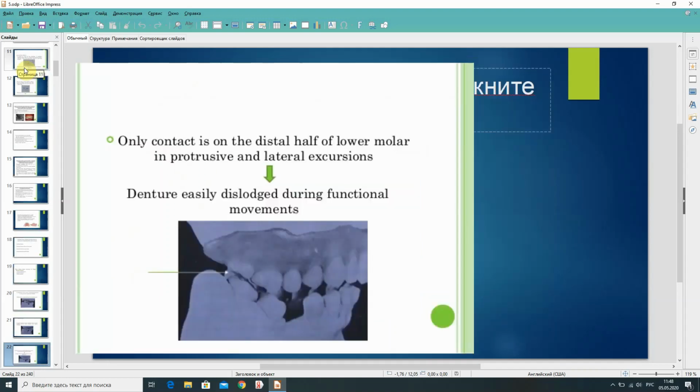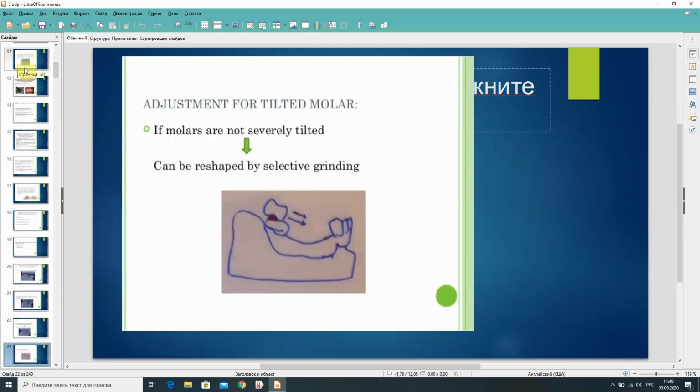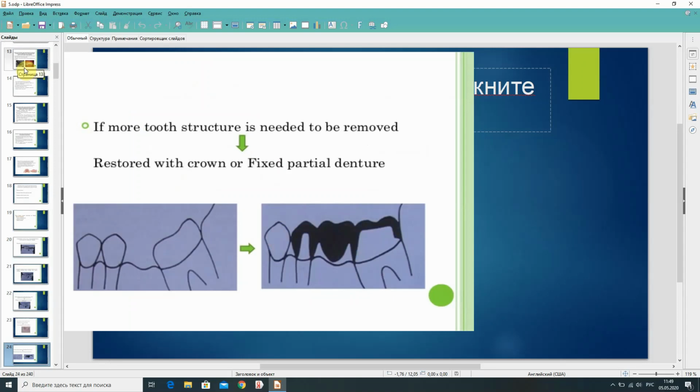Only contact is on the distal half of the lower molar in protrusive and lateral excursions. Denture easily dislodged during functional movements. Adjustment for tilted molar: if molars are not severely tilted, can be reshaped by selective grinding. If more tooth structure needs to be removed, restore with crown and/or fixed partial denture.